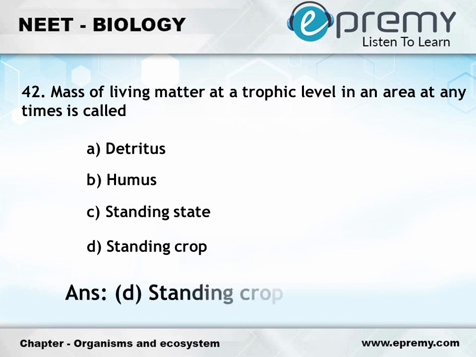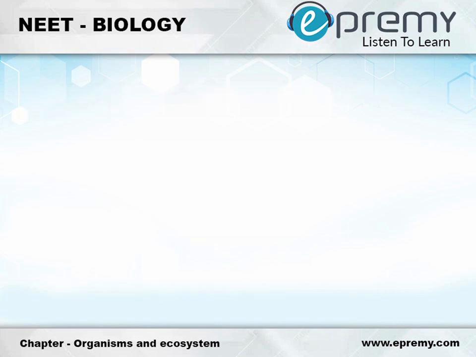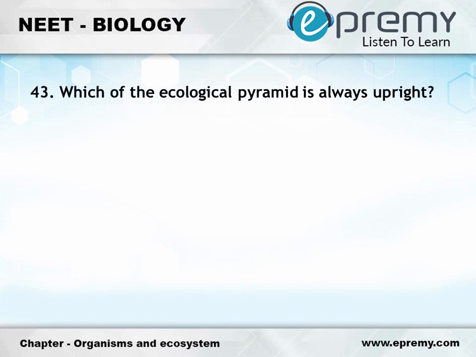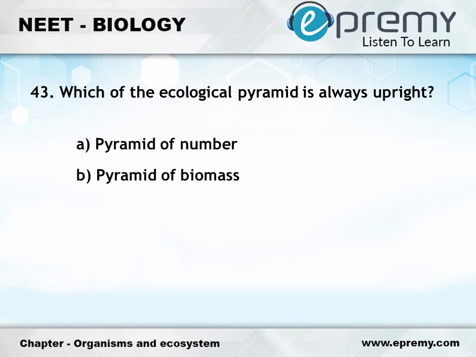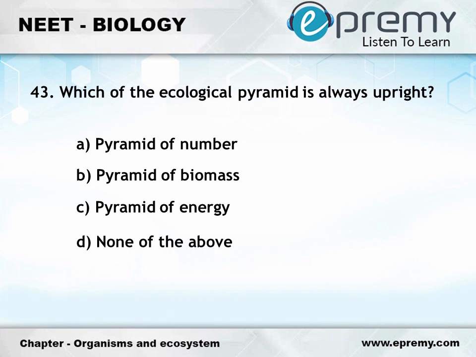Standing crop. Question number 43. Which of the ecological pyramid is always upright? Option A, pyramid of number, option B, pyramid of biomass, option C, pyramid of energy, option D, none of the above. The answer is option C.